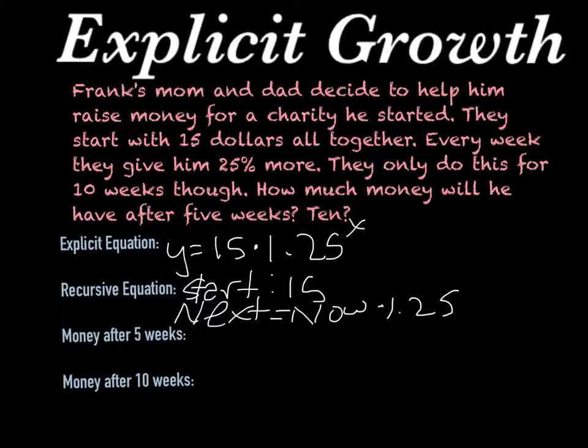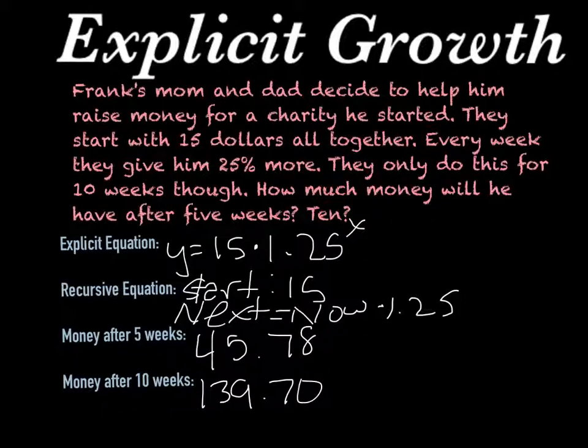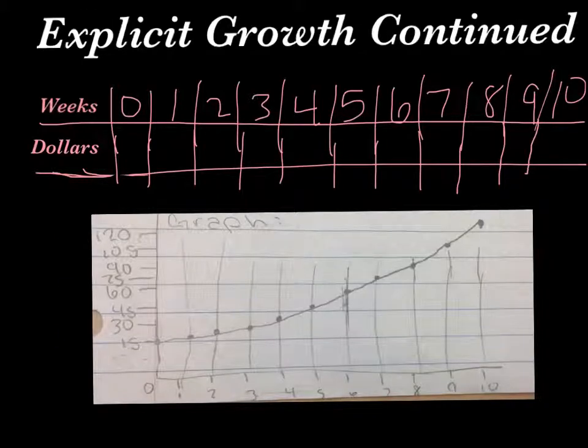His money after 5 weeks is $45.78. And after 10 weeks, it is $139.70. The explicit growth table starts with 0 weeks, and it goes up by 25%, obviously.